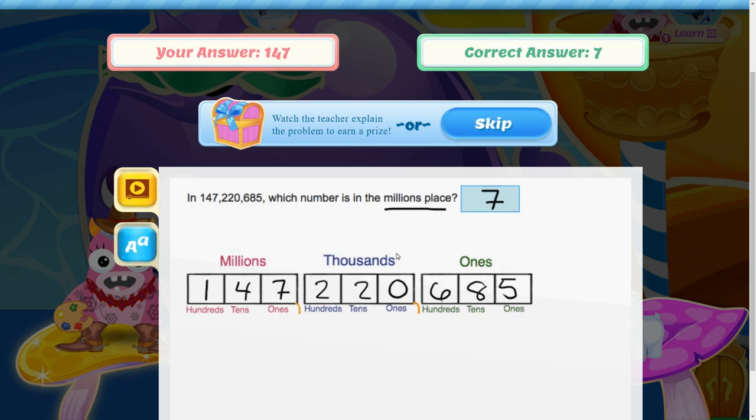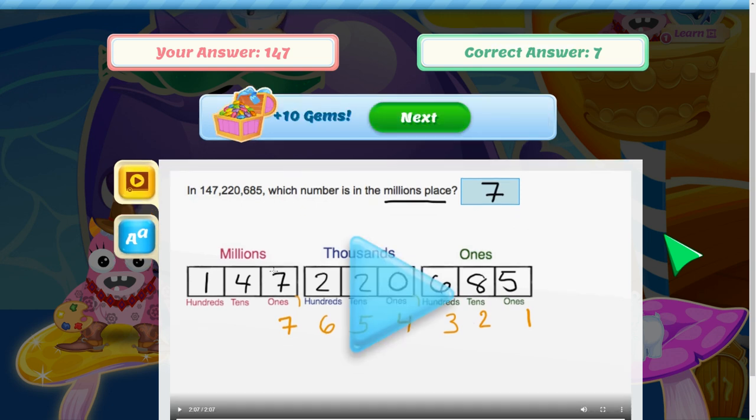Another thing you can do is remember that the millions place is always seven digits starting from the ones place. So if you start at the ones and you count up to seven, you should get to the millions place. So let's count. We have one, two, three. We've gotten three numbers, so we need a comma. Four, five, six. We've got another three numbers, so we need a comma. Seven, and we've reached the millions place. So either way, we figured out the seven is in the millions place.